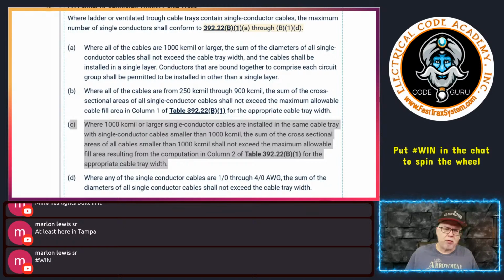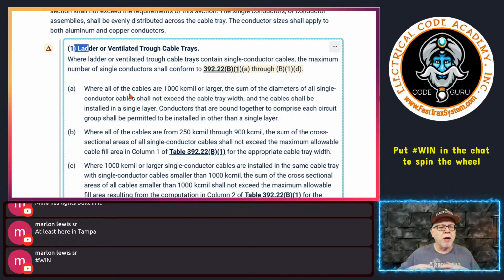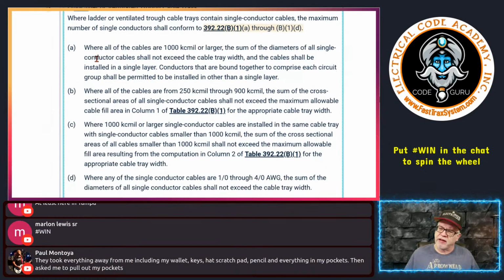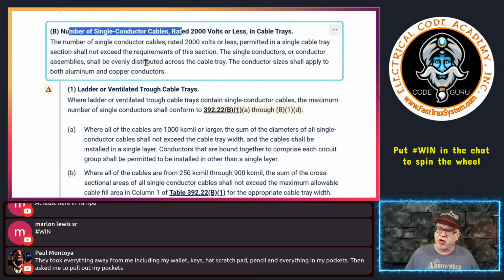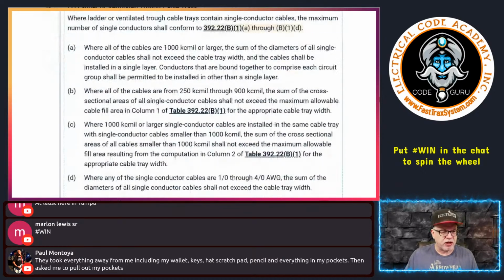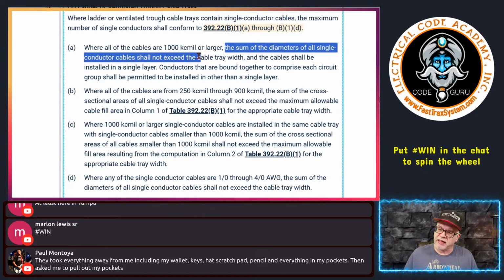Okay. So again, remember we're talking about ladder and ventilated trough cable trays, probably the most popular other than solid bottoms and things like that. Number one, it says where all of the cables are, and remember here, folks, we're talking about single conductor cables, but it is also going to be applicable to single insulated conductors, okay? It says where all of the cables are 1,000 kcmil or larger, the sum of the diameters of all single conductor cables shall not exceed the cable tray width.